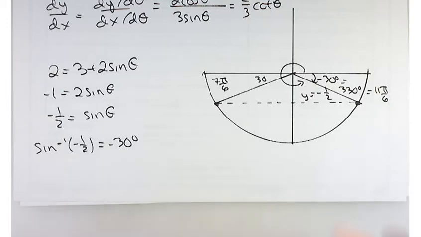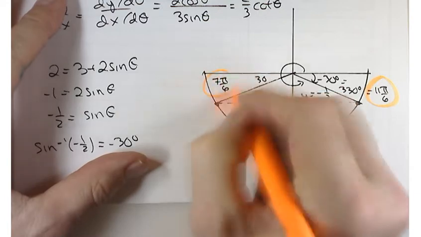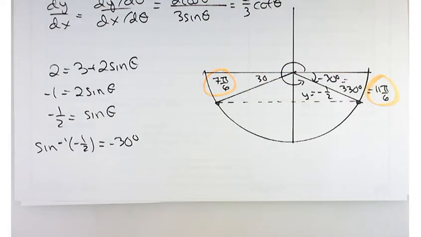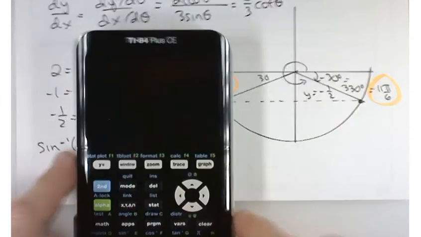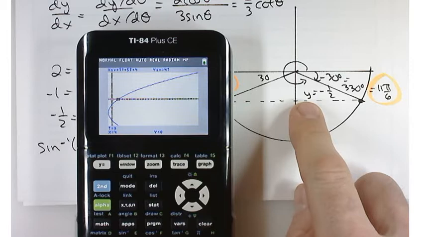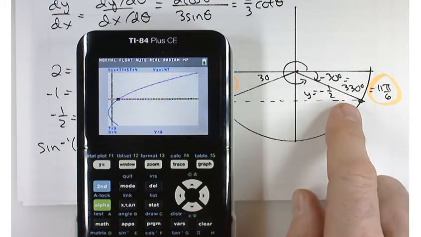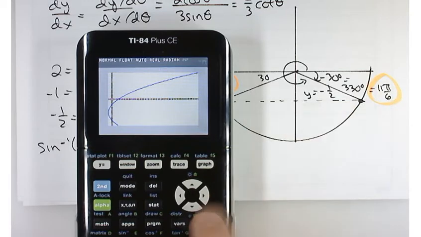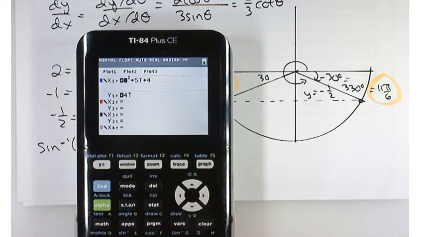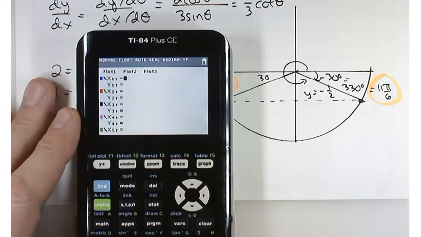How do I know which one I want to use? Do I want to use 11 pi over 6 or 7 pi over 6? Well, your graphing calculator can help you. You can just trace and determine which one you want to use. Want me to demonstrate that? Yes? Okay. So let's put the functions into our graphing calculator. So it's going to be 2 minus 3 cosine of t and 3 plus 2 sine of t.